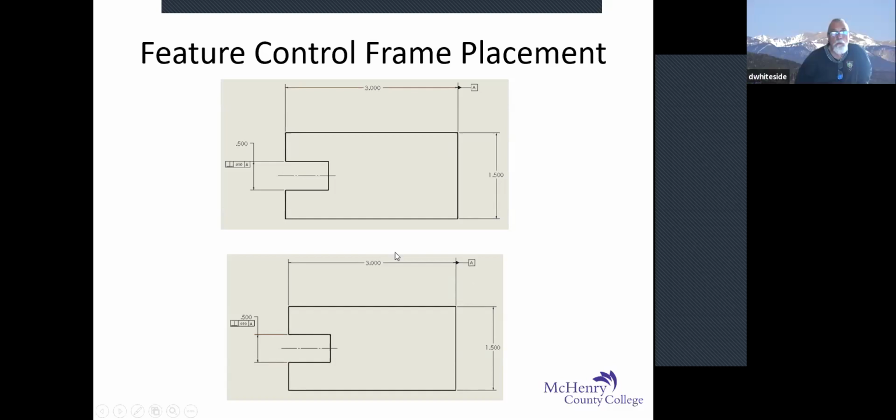So the modifier on there is referring to the 10 thousandths off of datum A. Yep. So the way you would read this, and again, kind of getting a little ahead of ourselves though, is that the feature control frame reads perpendicular within 10 thousandths to datum A. That's how you would read that. Perpendicular within 10 thousandths to datum A.